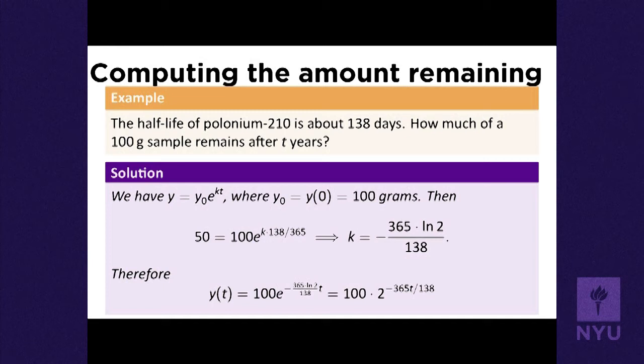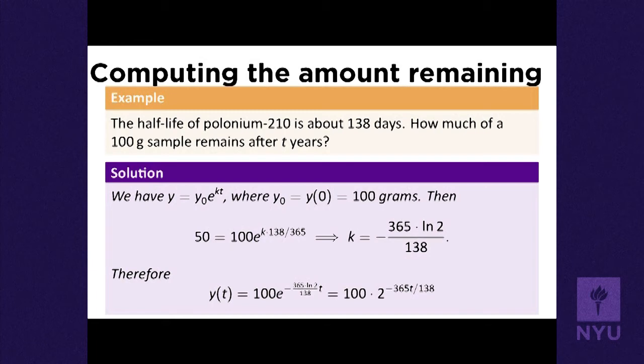Take the natural log, and you get that k is negative 365 times the natural log of 2 divided by 138. What it is, when you take the natural log of 1/2, it's the negative of the natural log of 2, because 2 to the negative 1 is 1/2. Okay, so you solve the equation, and this is what you get for k.